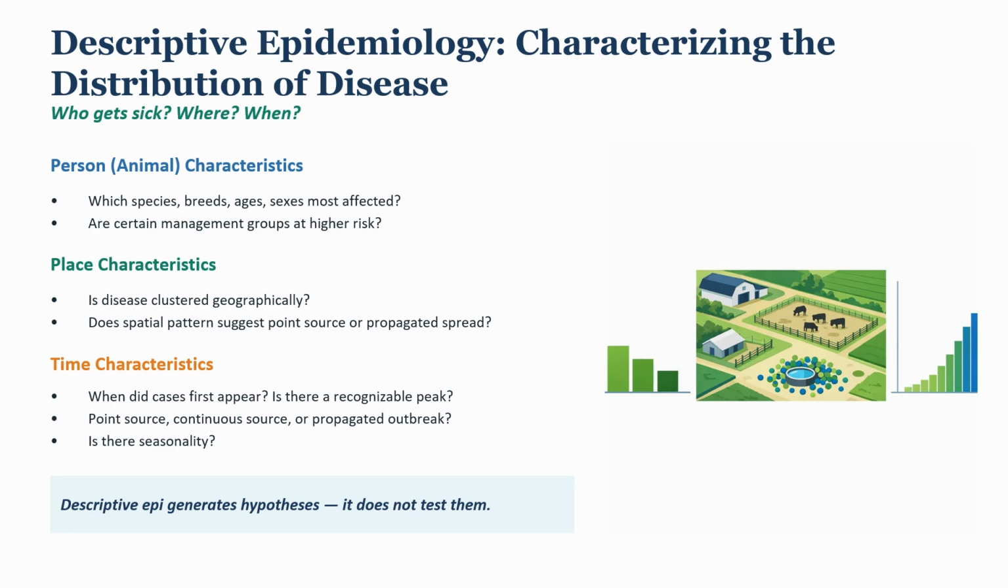Descriptive epidemiology generates hypotheses. It does not test them. The pattern of who, where, and when gives you specific testable ideas about exposure sources and risk factors that you then pursue with analytical studies, case control, cohort, or outbreak investigation.